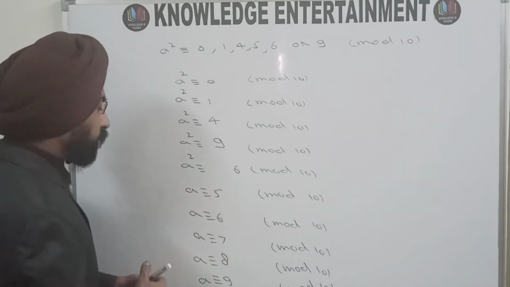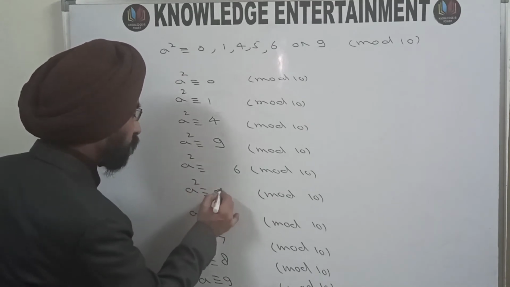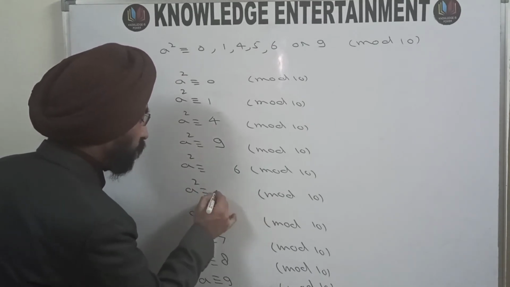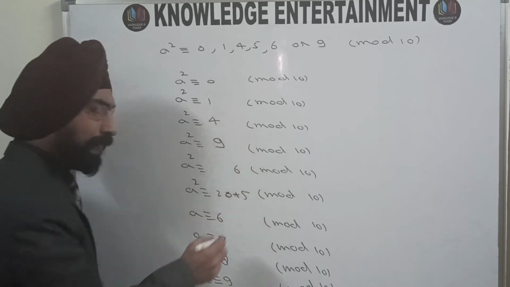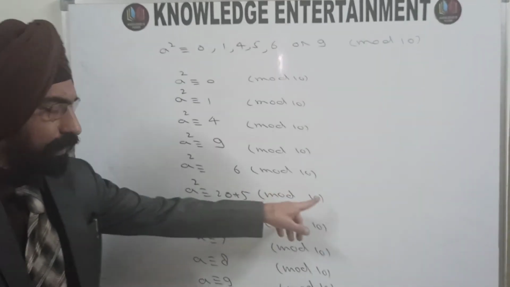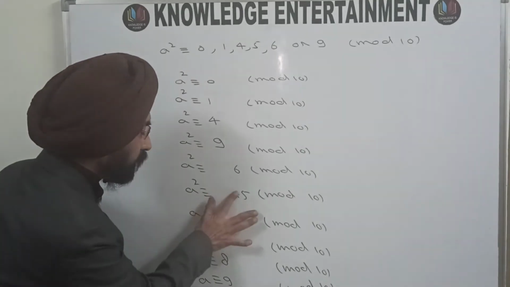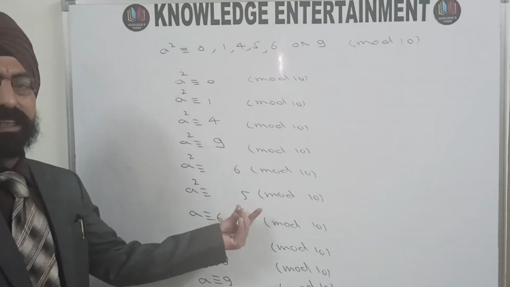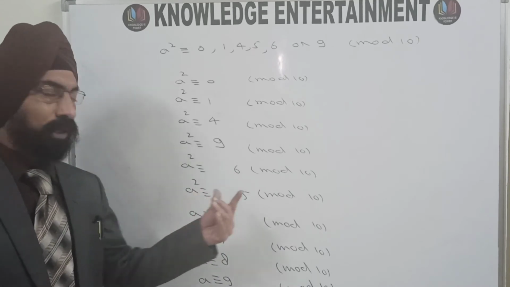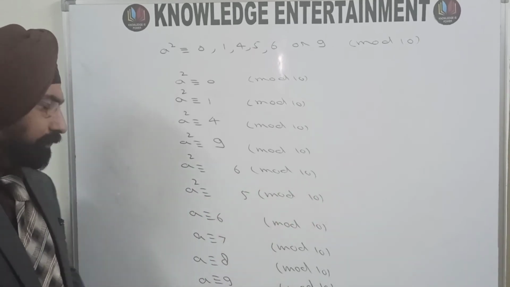If a is congruent to 5, then a square is congruent to 5 square, and 5 square means 25. 25 can be written as 20 plus 5, and once again your 20 is a multiple of 10, so it can be removed, and a square will be congruent to 5 modulo 10. This will be the least positive remainder when a square is divided by 10.